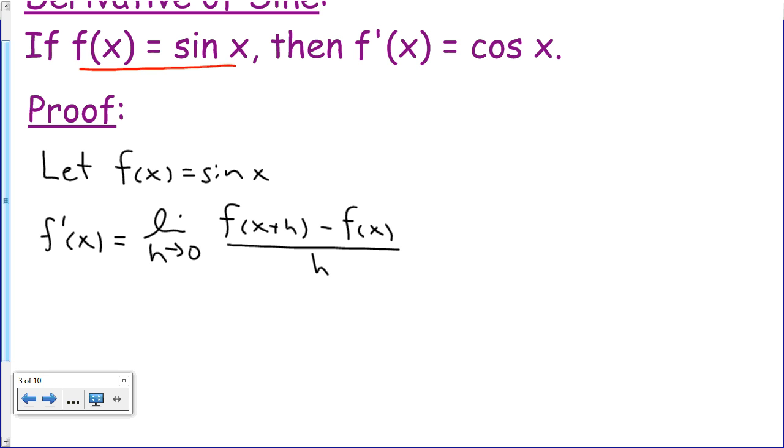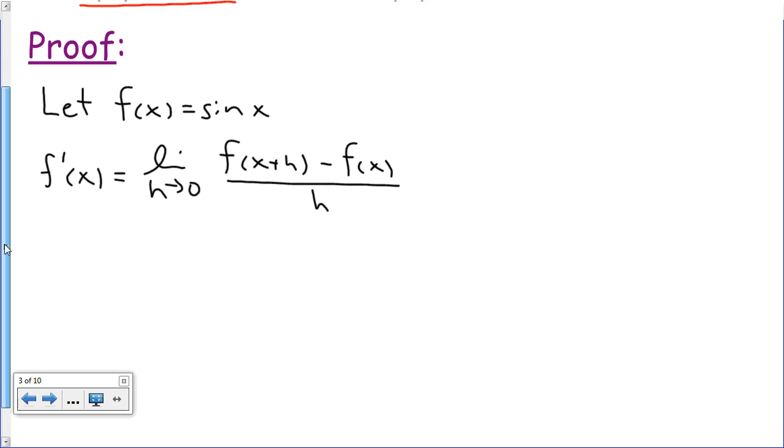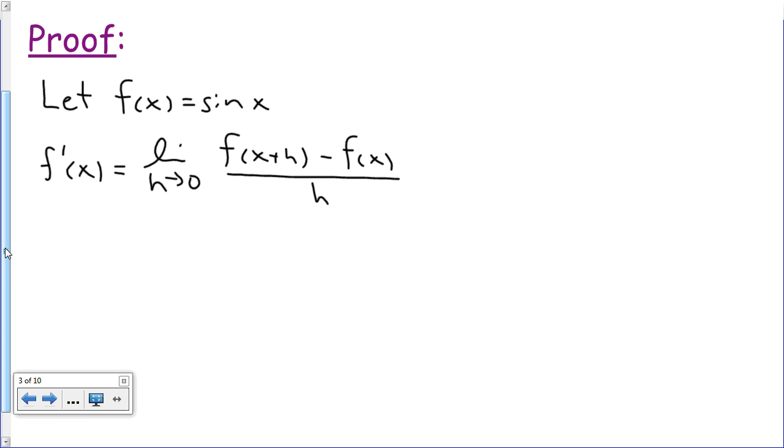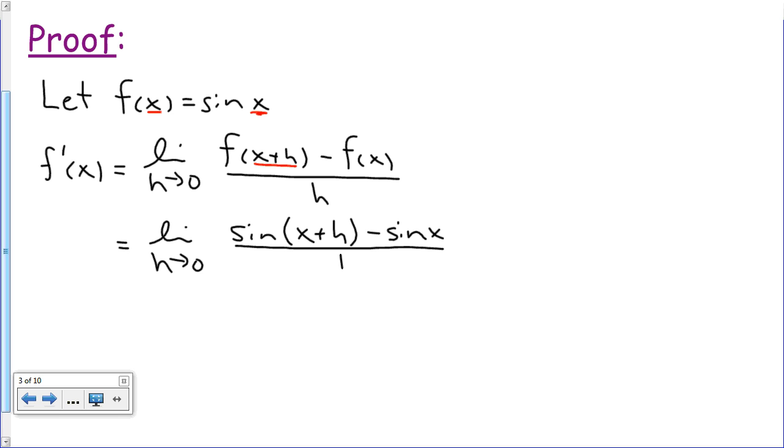And as we've seen many times now, the first step of this is to replace function f with what it's equal to. So I have the limit as h goes to 0. Now f of x plus h says take your function f and replace each of the x's in there with x plus h. So this is going to be the sine of x plus h minus the sine of x, and that's all divided by h.